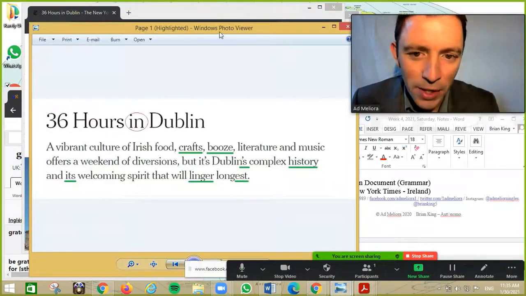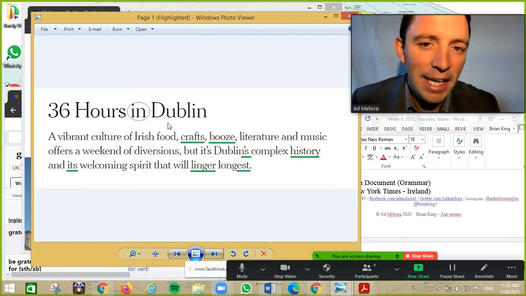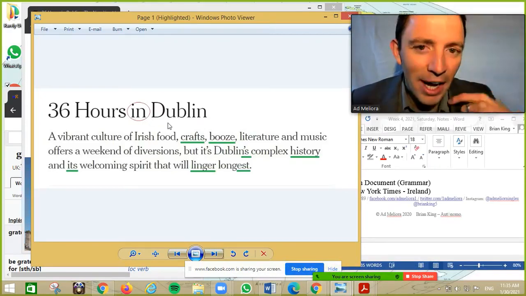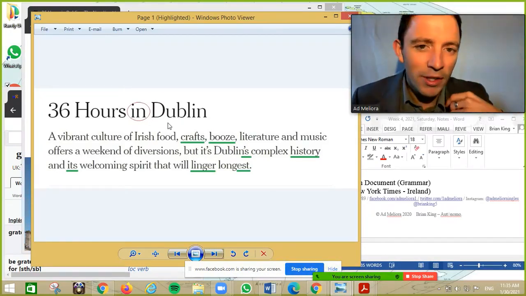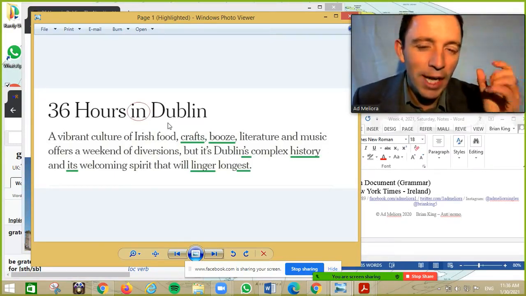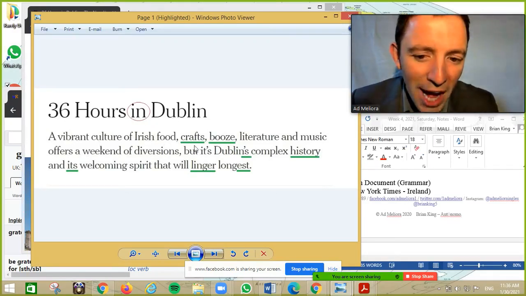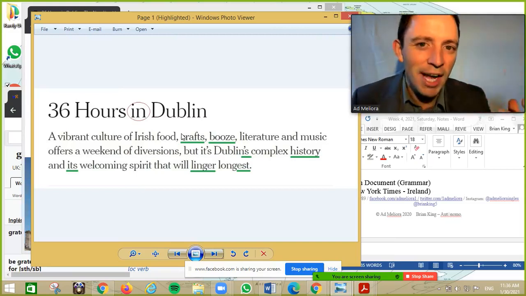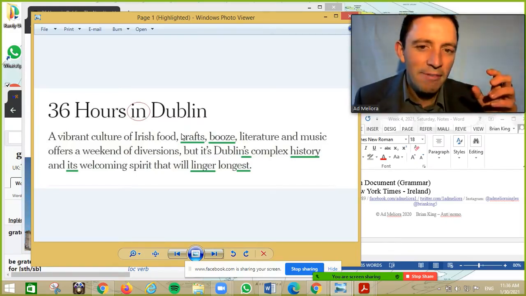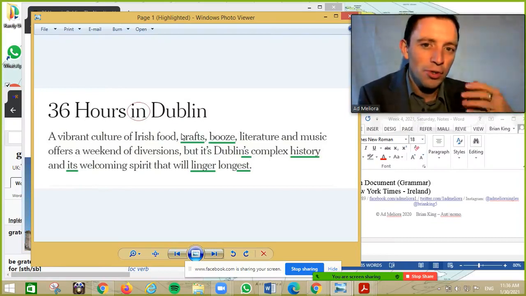So here we can see the preposition for a city is normally in. I live in Dublin, I live in Madrid, I want to be a star in Rome, in London. So in is typically for the city. Okay, a vibrant culture. Crafts are things that you create. So in school they have the subject, art and craft. Art is painting and craft is the things that you make. Okay, the things that you create are the crafts.